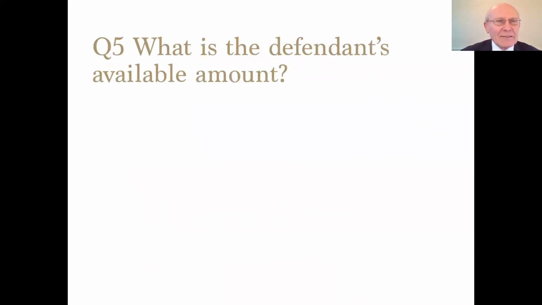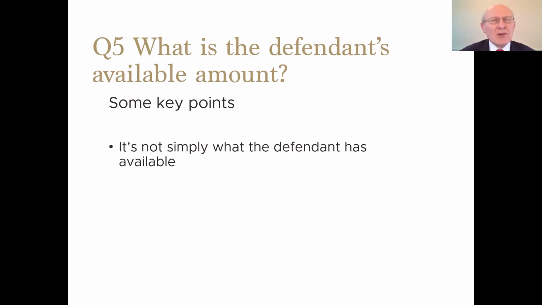Okay, question 5 then. What is the defendant's available amount? Some key points. First of all, the defendant's available amount is defined by statute. It's defined in Section 9 of the Proceeds of Crime Act, if you're in England and Wales, and we are talking about England and Wales here. It's not the same as the amount that the defendant has available. It's not what the defendant would think of as what he's got, as it were, spare in order to pay a confiscation order.